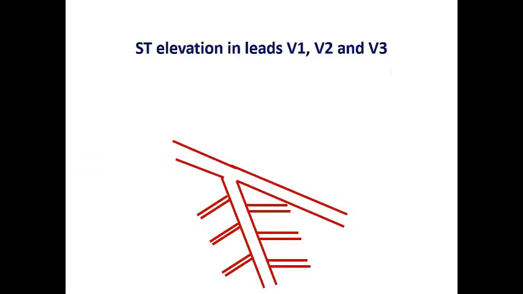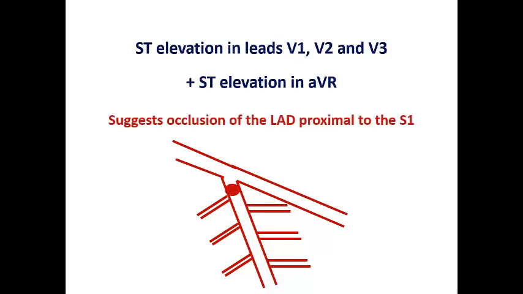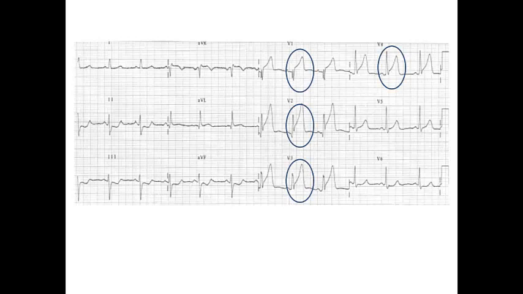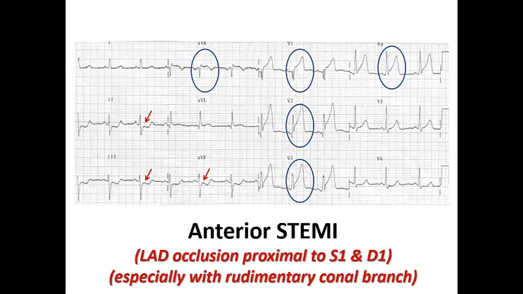Another example, the patient is having ST elevation from V1 to V3 and also is having ST elevation in AVR. Of course, it is a high risk sign that suggests occlusion also of the LAD proximal to S1. Let's see this example here. The patient is having ST elevation from V1 to V4 and also he is having reciprocal depression in inferior leads together with ST elevation in AVR. So here I expect an anterior STEMI with LAD occlusion proximal to S1 and diagonal 1, especially when the patient is having rudimentary coronary branch resulting in the ST elevation in AVR and in V1.